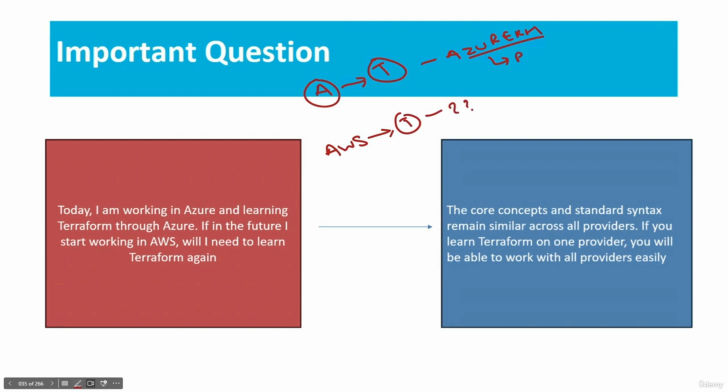So the answer is no. The core concept and standard syntax remain similar across all providers. If you learn Terraform on one provider, you will be able to work with all providers easily. I have implemented Terraform using the AzureRM provider. Tomorrow I would be able to implement the same thing in AWS. The core concept would be the same. I would say 90% of the things would be the same. Only 10%, in terms of authentication and other parts, will change.